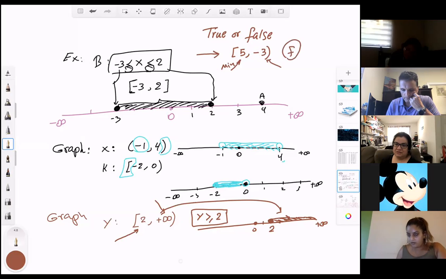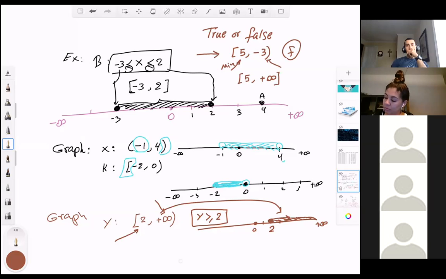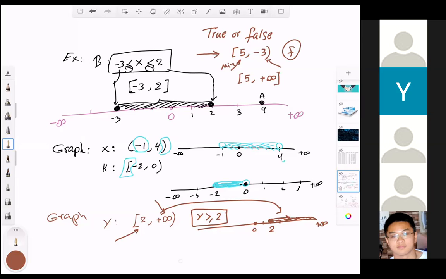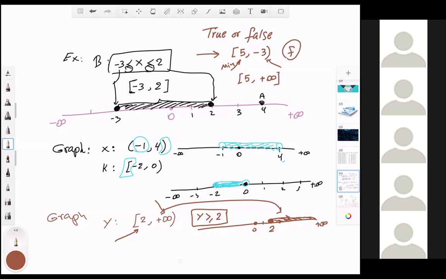What about this one? 5 to positive infinity. True. For sure. Let's challenge people like Musa. Is that true or false? The 5 to infinity? Yeah. True. Manuel, what do you think?